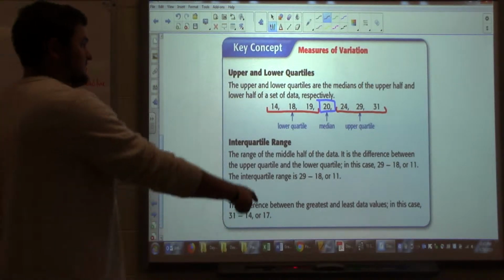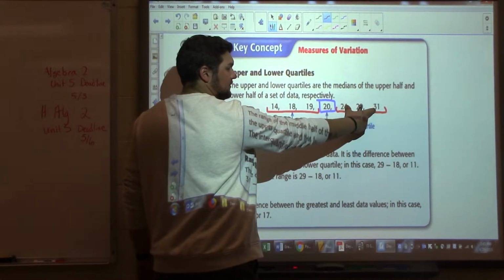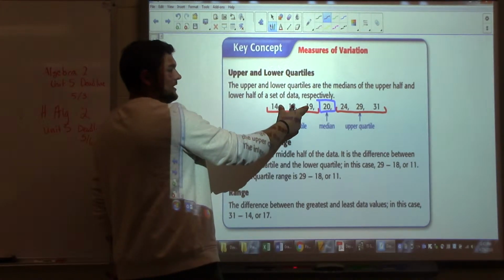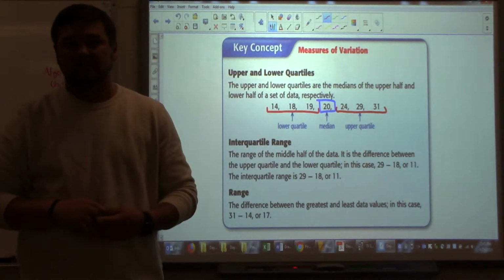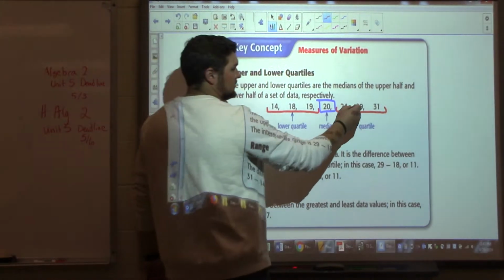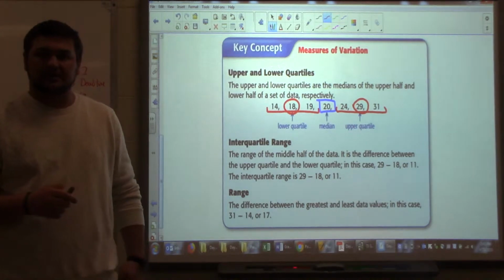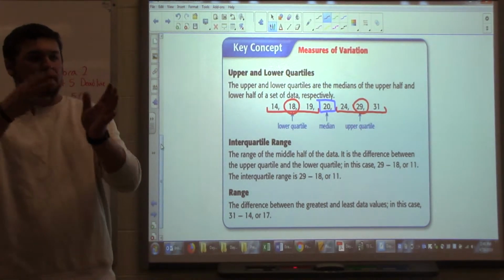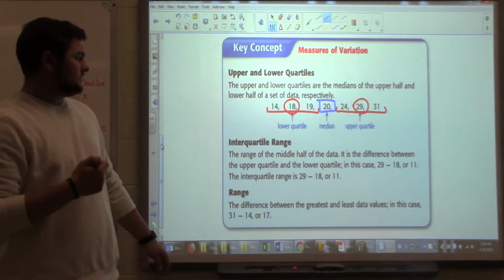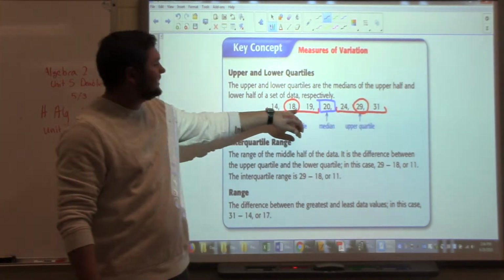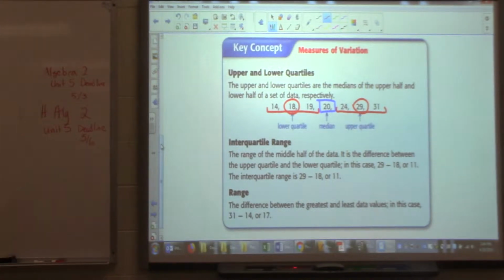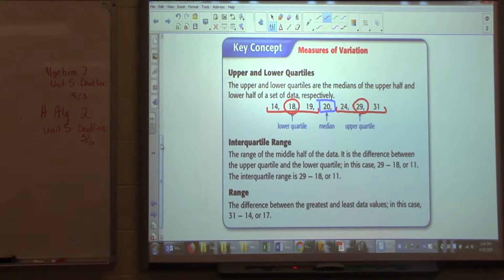So my upper quartile is the median of the upper half of data from the median. Lower quartile is the median for the lower half of the data from the median. So in this case, 29 would be my upper quartile, 18 would be my lower quartile. Does that make sense? Right? Splitting it into 4 even parts. So then to find my IQR, I would take 29, I would subtract 18, I would get 11 as my IQR, my inner quartile range. Okay? Yes? No? Any questions?